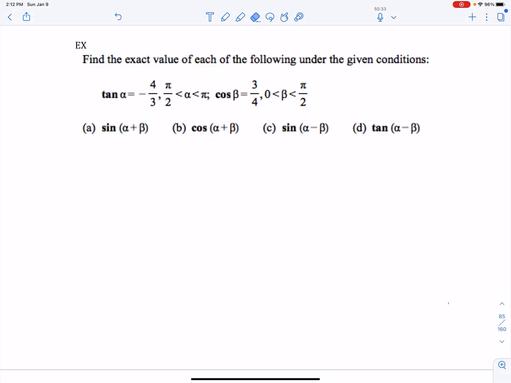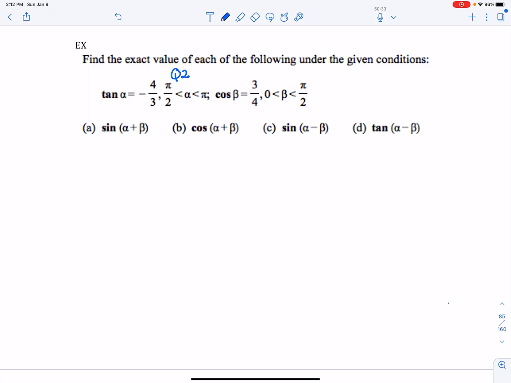So this is 8.5 part 2, and I stopped off doing one of these problems, and the problem that I'm on currently is: find the exact value of each of the following under the given conditions. And it's asking us basically just to use the sum and difference formulas. So we're given tangent alpha is equal to negative 4/3, where alpha is a value between pi over 2 and pi. So we're in quadrant 2.